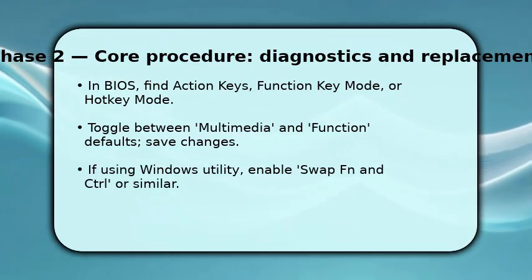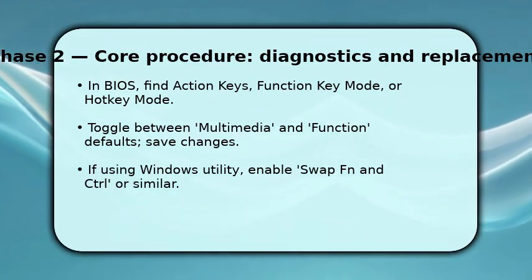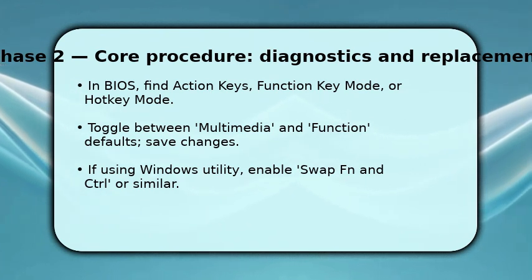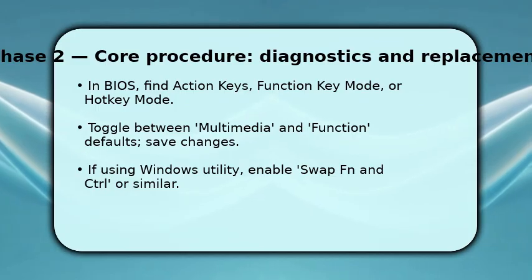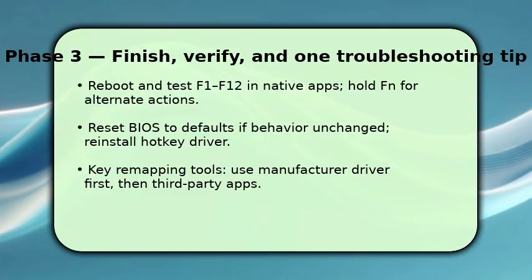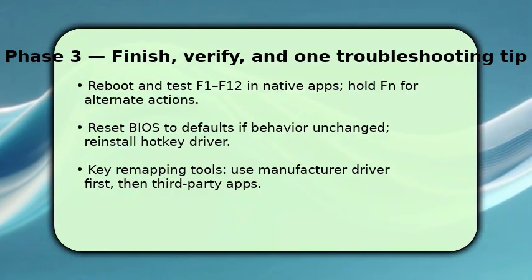If you're in Windows and using a manufacturer app, toggle the equivalent setting like swap FN and Control or function key behavior. Then test immediately. To finish, reboot and test the F keys in common apps. Press F5 to refresh, F2 to rename, so you confirm the new default.